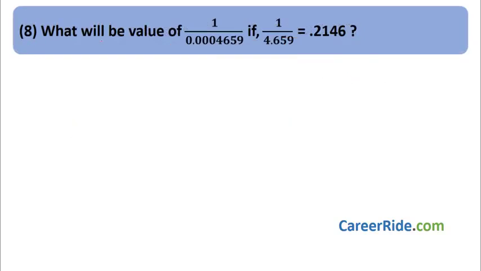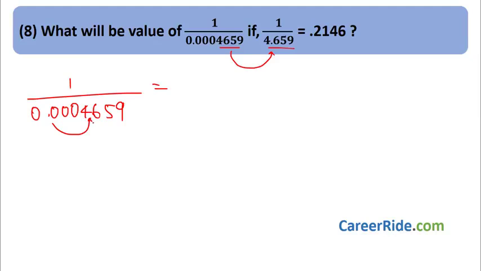Question number 8. What will be the value of 1 upon 0.0004659 if 1 upon 4.659 is equal to 0.2146. Now we see over here we have 4659, here we have 4659. Just try to bring this into this format and you will get the answer. Very easy, isn't it? See, what we will do, 4659, we want to shift 4 decimal places over here. So we will simply write 4.659, and since we are shifting 4 decimal places, so 10 raised to minus 4, 10 raised to minus 4, okay.